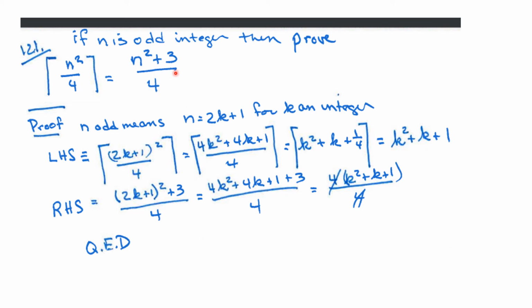Now the right-hand side, again taking the same value, is 2k plus 1 whole squared plus 3 divided by 4. I expand the binomial, getting this, and then I can factor the 4 out and divide 4 into both, and it cancels, and I get k squared plus k plus 1. So you see the left-hand side is equal to this, and this is equal to the right-hand side. Therefore, the left-hand side equals the right-hand side, and we have finished the proof.